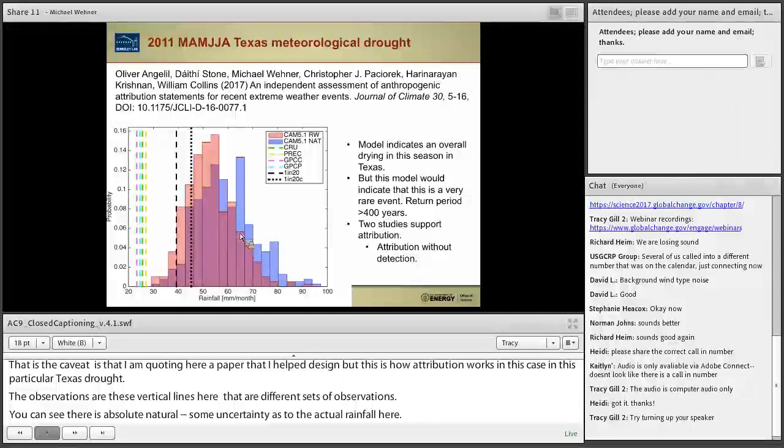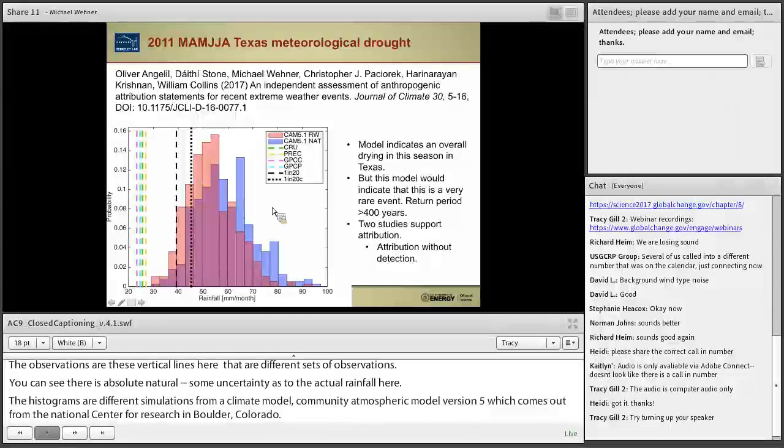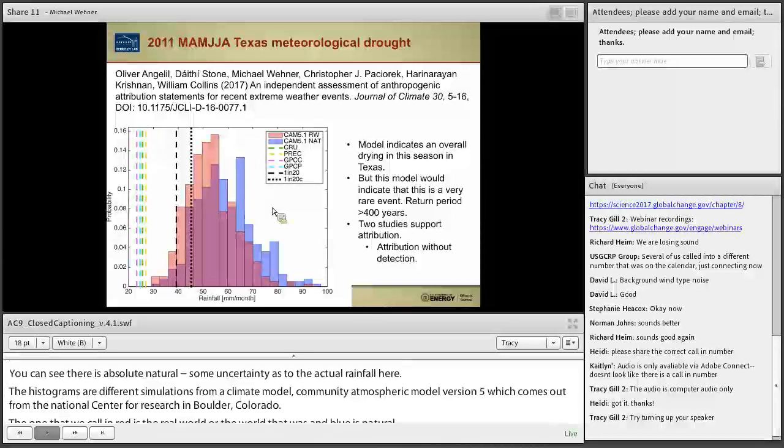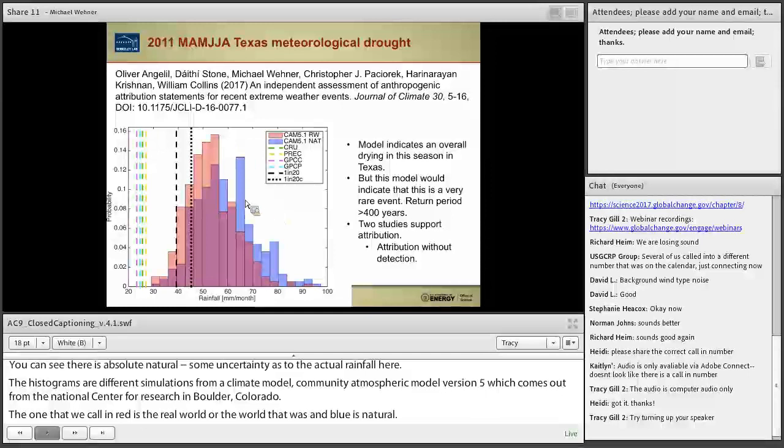And there are two sets of simulations. In red is what we call the RW, which stands for real world, or the world that was. And the blue is natural, and natural means an estimate of the world that might have been had humans not interfered with the climate system. And the purple is where the two overlap.